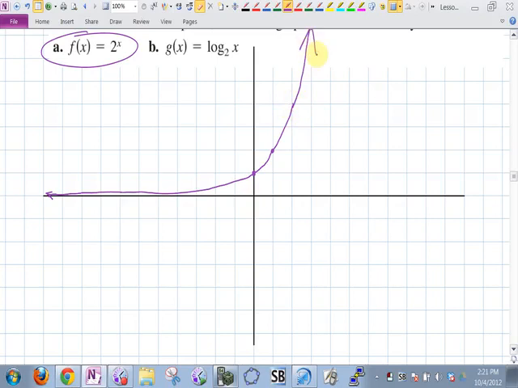There you go. There's the graph of 2 to the x, also known as John Duggar.